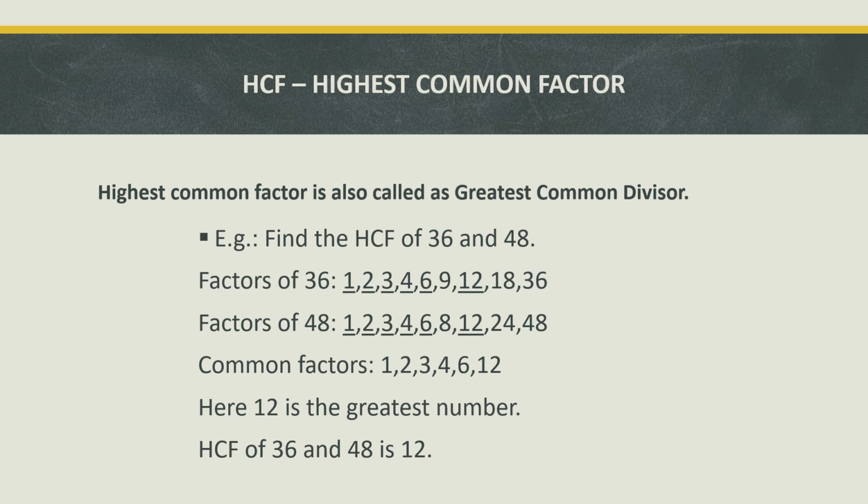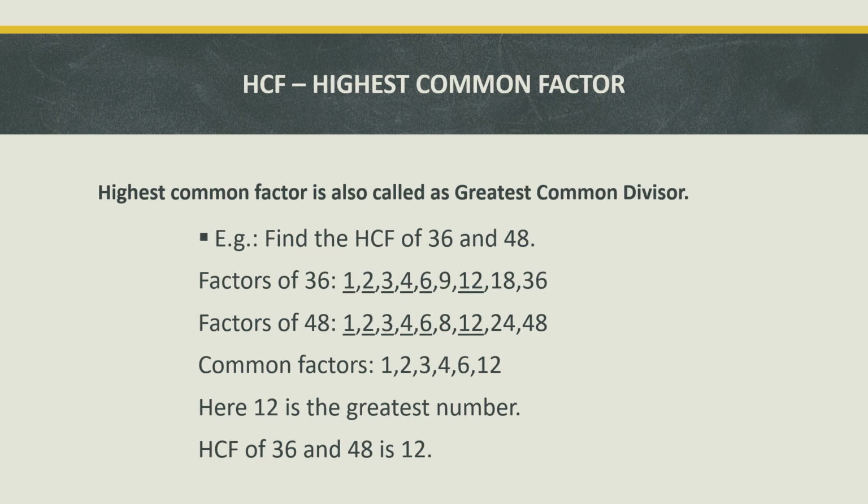Then factors of 48: 1, 2, 3, 4, 6, 8, 12, 24, 48. So which are the common factors here? 1 is common, 2 is common, 3, 4, 6 and 12. Which is the biggest number in that common factor? 12. So which is the HCF of 36 and 48? Always the common factor which is biggest in order, that is the HCF.